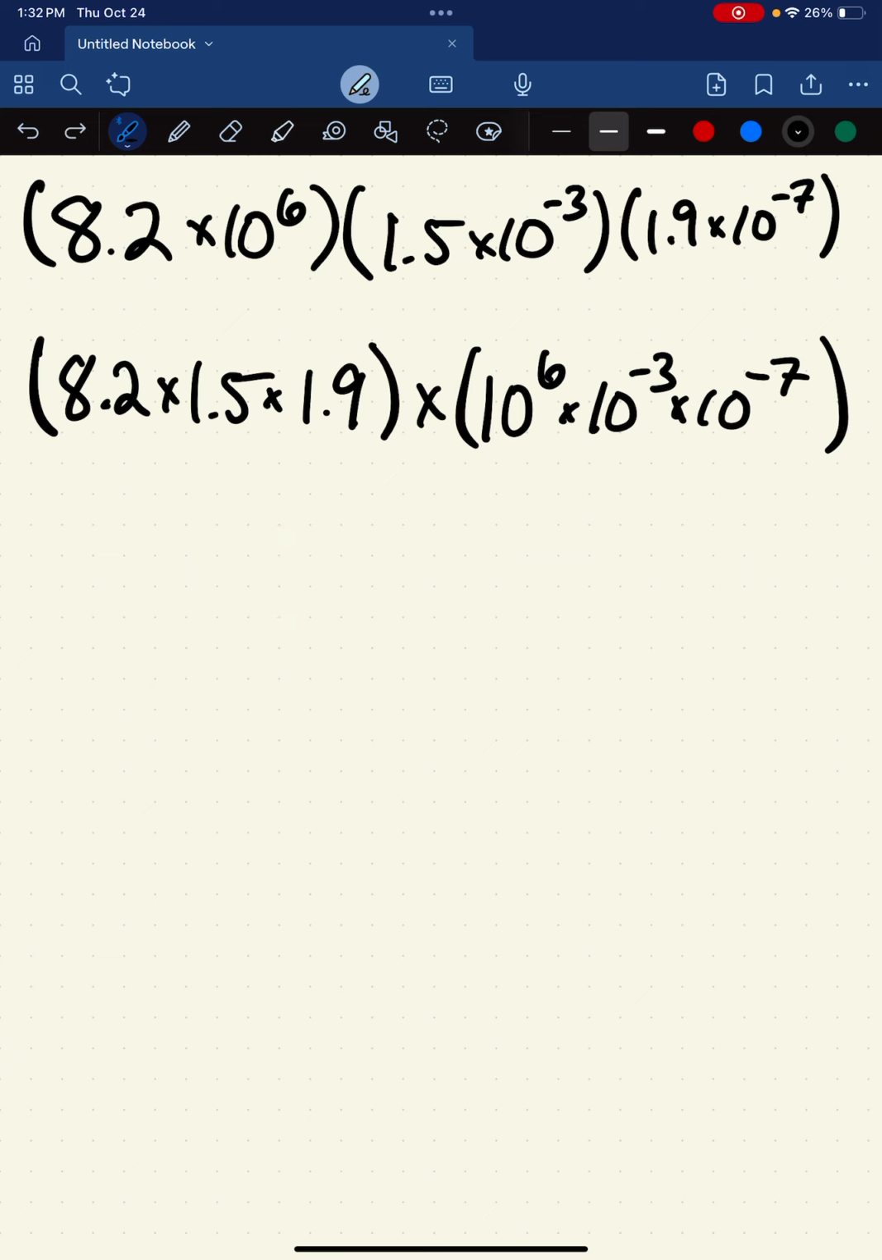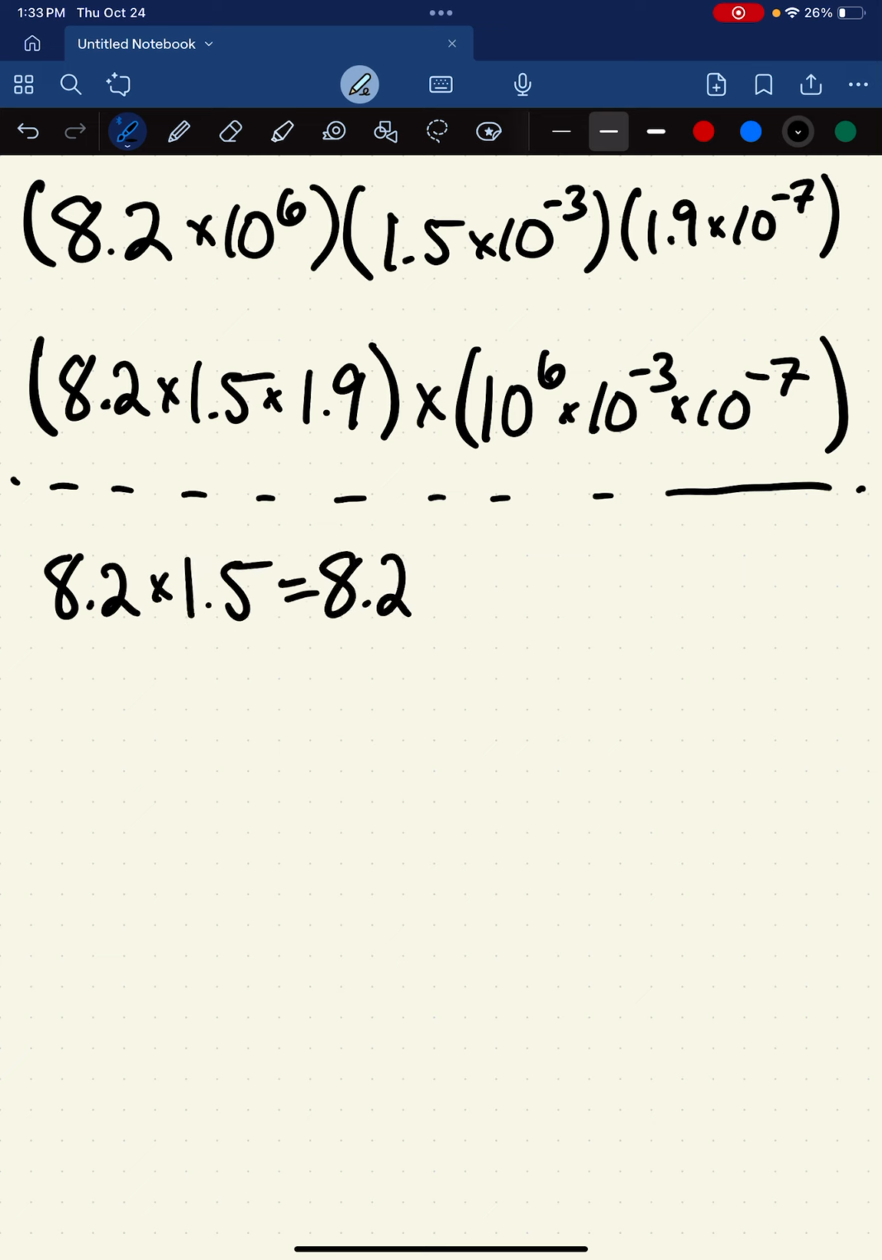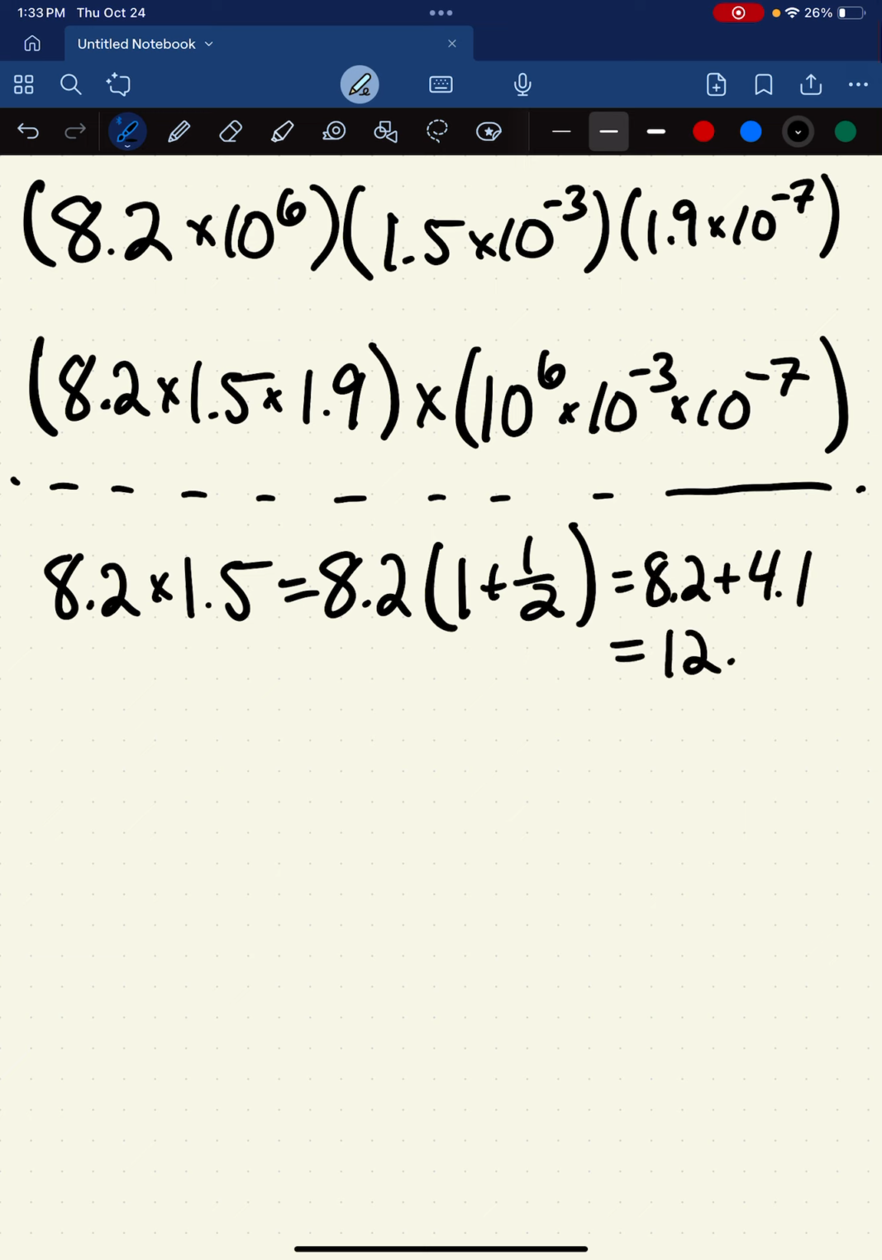Okay, let's crank out some multiplication. Here's how I'm going to do it. 8.2 times 1.5. Well, that's the same thing as 8.2 times 1 plus a half, which is just 8.2 plus 4.1, which is 12.3. Then we need to do 12.3 times 1.9.